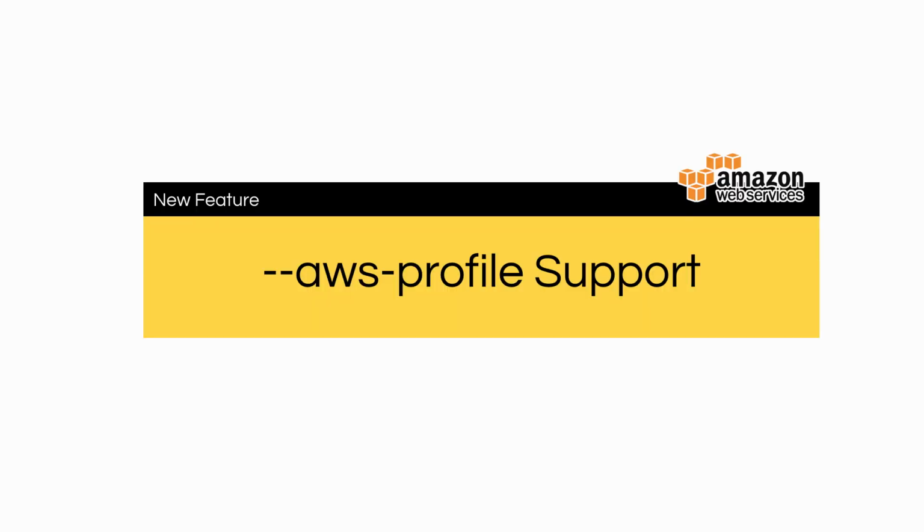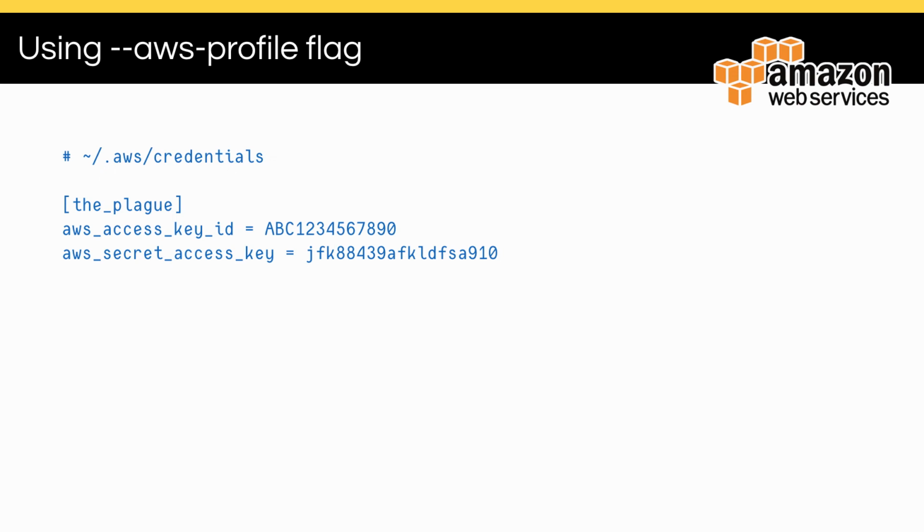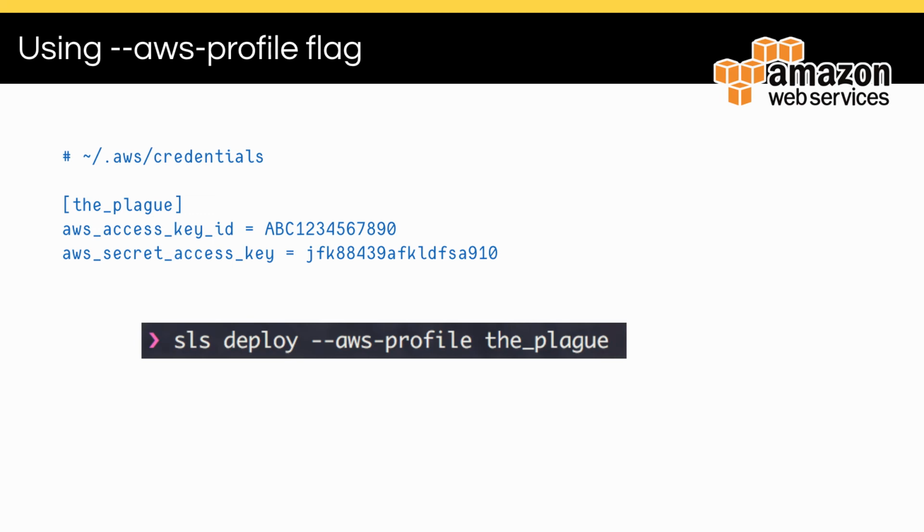And then the last feature in this new version is the addition of an AWS Profile Flag for the CLI. You can currently specify a profile in your configuration file, but this lets you do it in the CLI as you run it. If you had a set of credentials in your AWS credentials file with a key of the plague, you can reference it in your CLI executions with the --aws-profile command and then the key coming after that. It doesn't have to just be deploy.